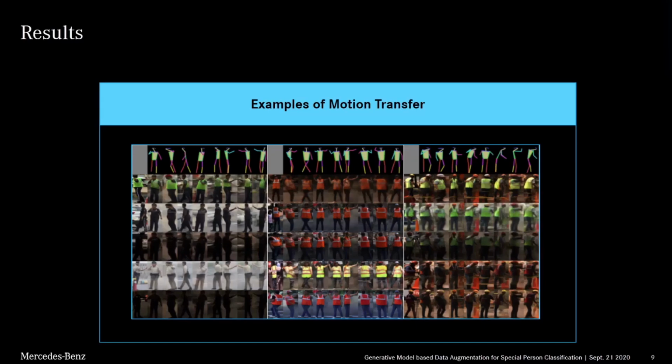Here are some examples from the motion transfer using our generative model. Those images are different appearances conditioned on different poses. The artificial samples are indeed photorealistic.